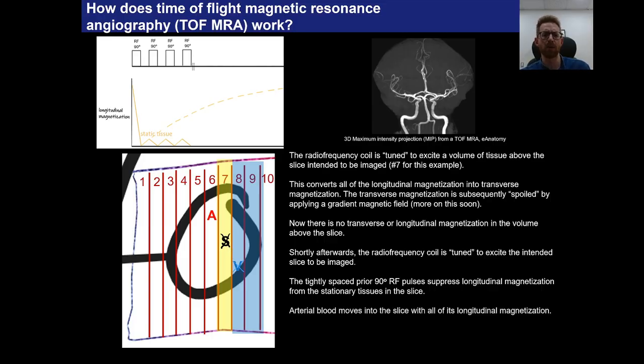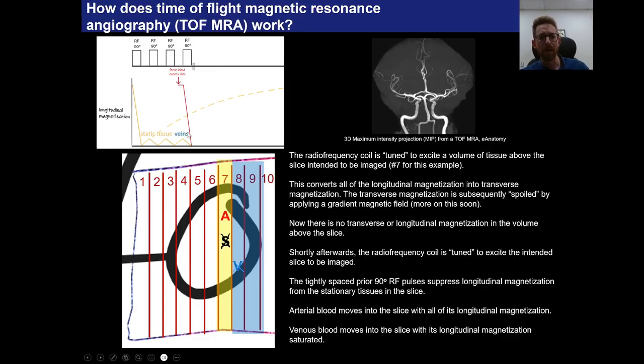So let's consider what happens. The arterial blood moves into the slice. Here it is moving into the slice, and it has all of its longitudinal magnetization. So here's the artery, it moves into the slice, has all of its longitudinal magnetization. The venous blood also is going to move into the slice. So here are the veins, but remember, their longitudinal magnetization has been suppressed. That's what we did with this preceding excitation of the volume above the slice. So they're down here with the stationary tissue. So even though the veins move into the slice, they don't have any longitudinal magnetization, and therefore we have selected only for the arteries, specifically the cranially directed flow.